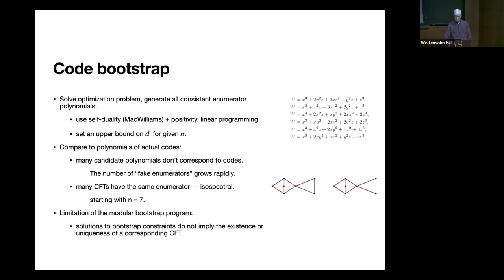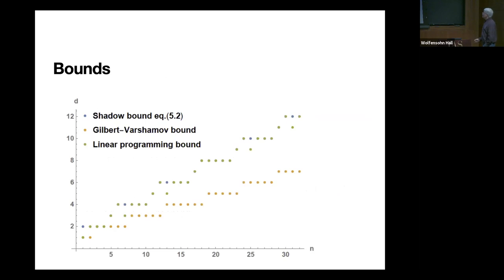So just beware the next time you find a kink in your exclusion plot. These are all known bounds here for n up to 32. These are bounds on D, and the green dots are upper bounds, and the blue ones also, never mind the blue dots. The orange dots are lower bounds, and so all this doesn't nail down what the best possible D is. It just tells you it has to be in this range here.